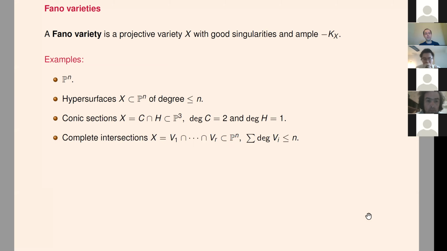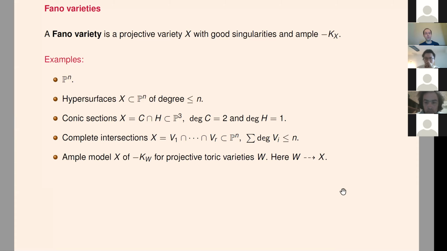Now we can intersect several hypersurfaces. If the intersection is nice enough, in other words, if they give you a complete intersection, and if the sum of the degrees of these hypersurfaces is at most n, then again you get a Fano variety. So the previous example is one of these special cases, where you have degree 2, degree 1 inside P3, and you get a Fano. So this will give you a lot of examples in every dimension.